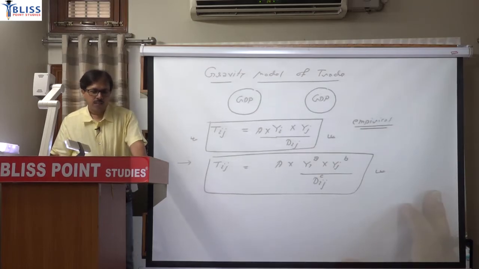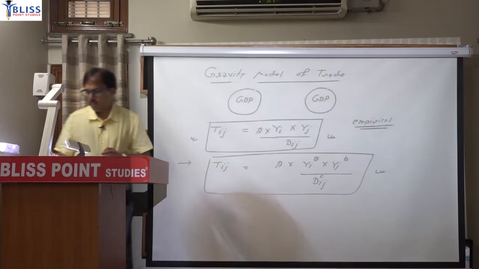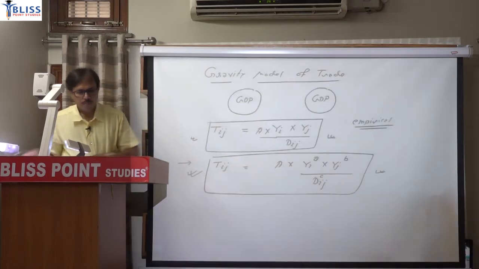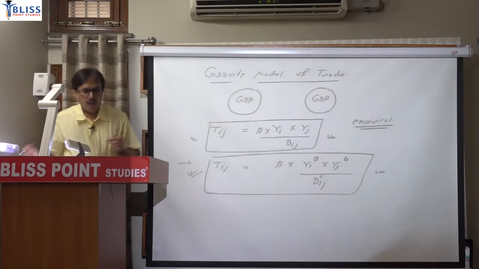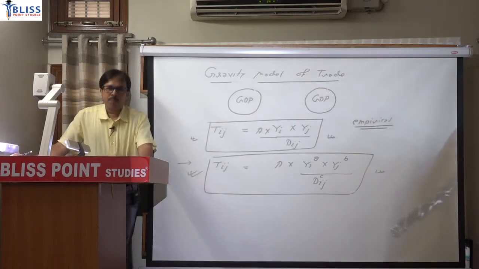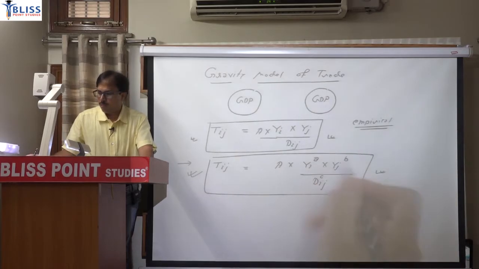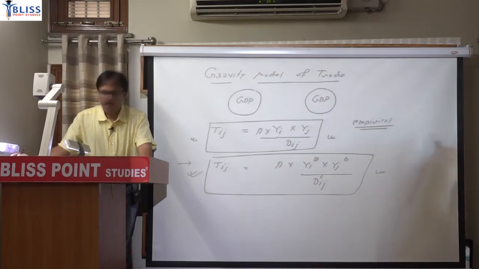This equation says that the value of trade between two countries is determined by the size of their GDP, distance between countries, as well as the value of A, B and C.